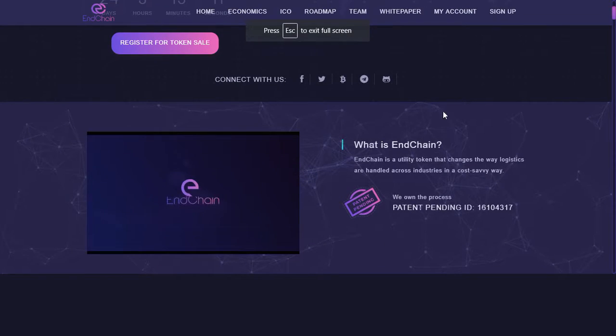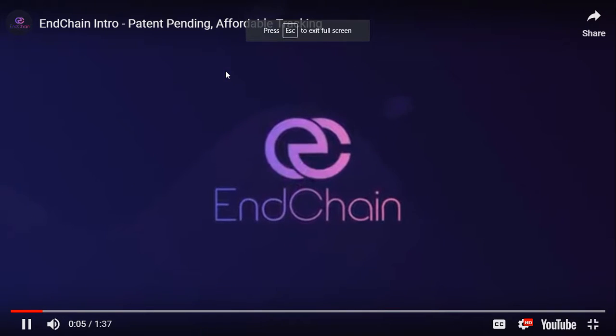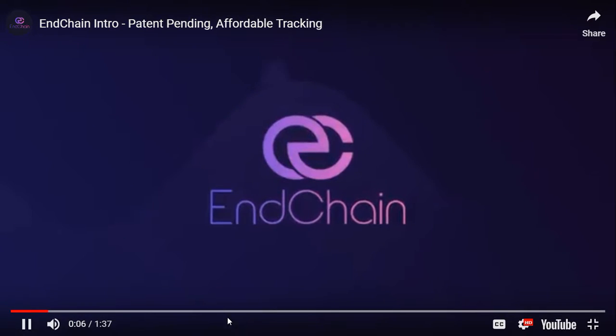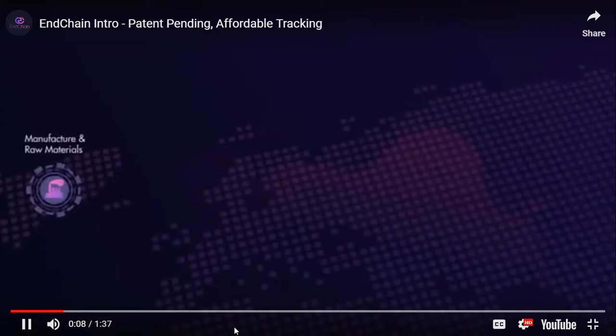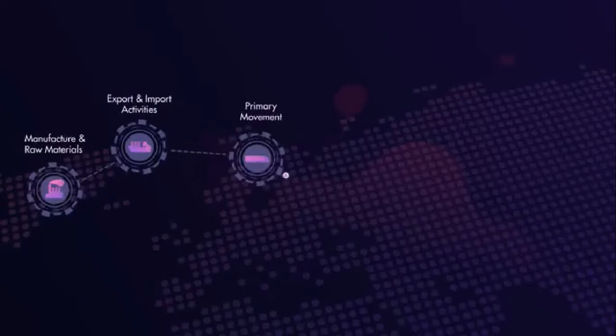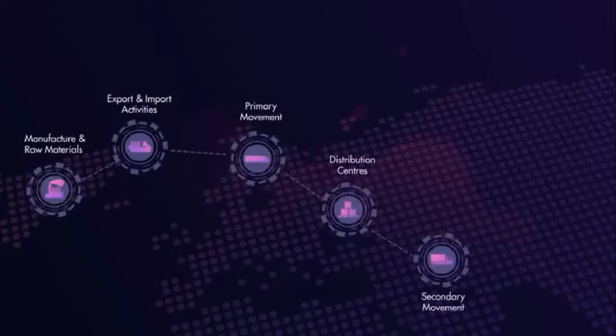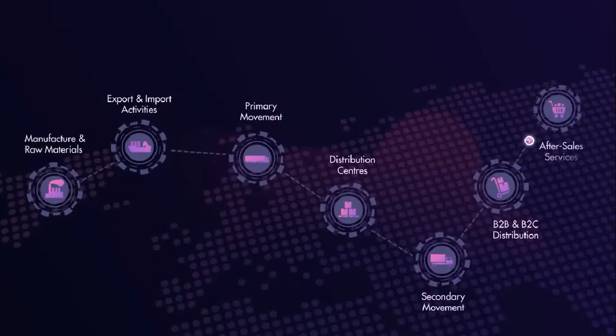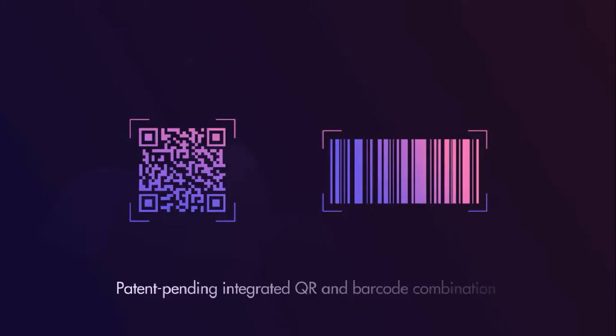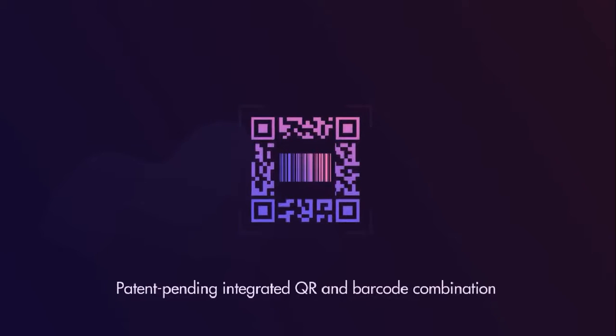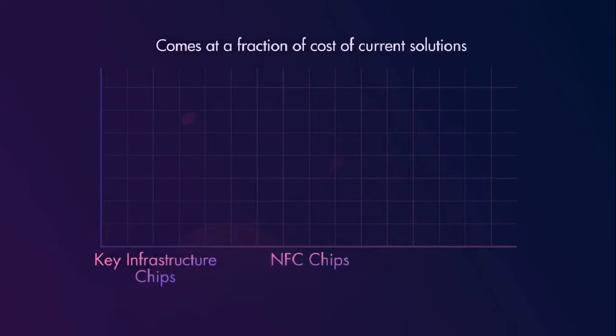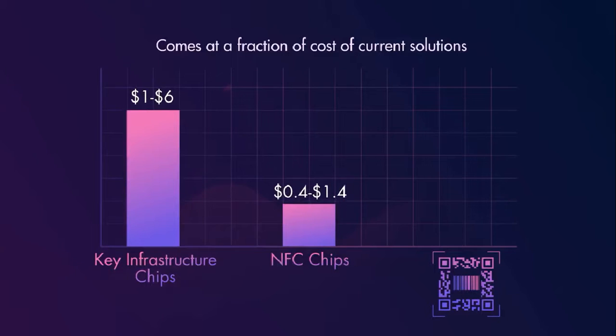Welcome to Endchain, a patent-pending company bringing affordable blockchain tracking to market. Blockchain offers a public and secure ledger, which is perfect for tracking items to ensure they arrive safely and are authentic. Endchain leverages these benefits for supply chains. By attaching our patent-pending integrated QR and barcode combination, goods can be tracked for an affordable price. While other blockchain companies focus on luxury goods with expensive tracking solutions, Endchain brings blockchain benefits at a fraction of the cost to all products.